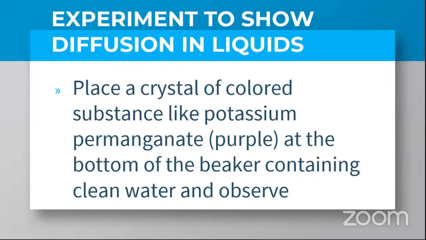Your work is to just place it there. Now, when you place it there, potassium permanganate molecules will just start moving. They'll move from up coming down, down coming up. Then eventually they will spread all over the water molecules, and the water will form a uniform purple solution.